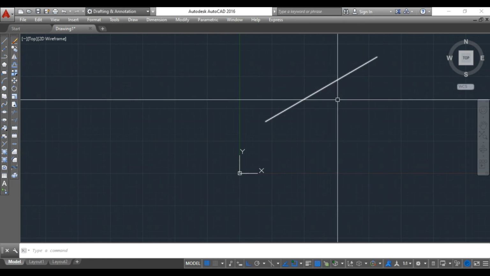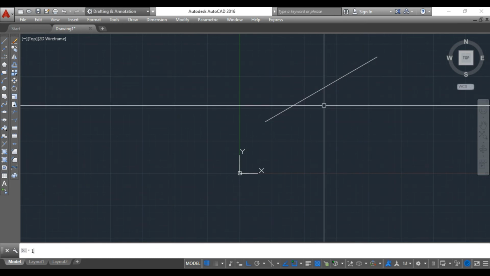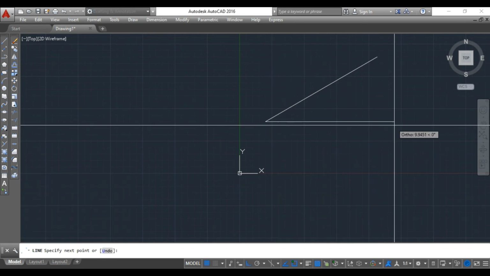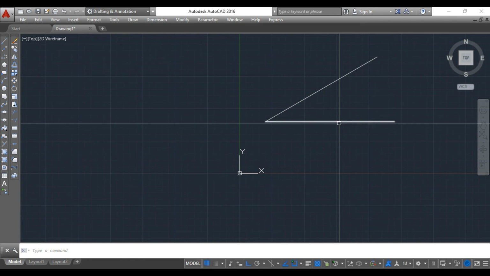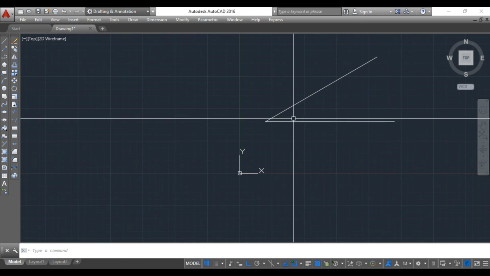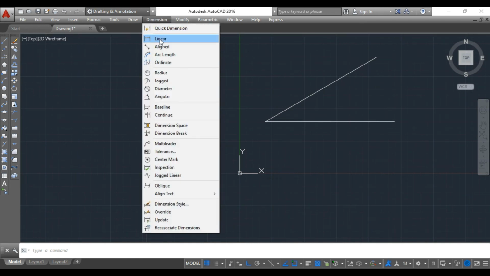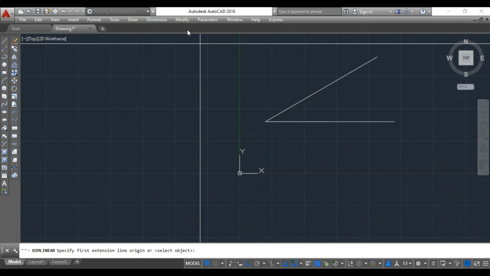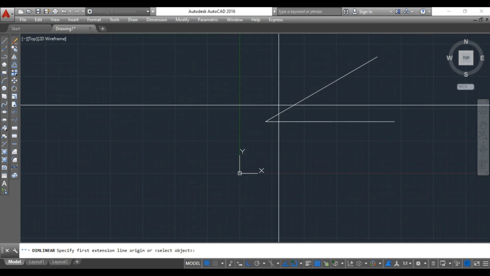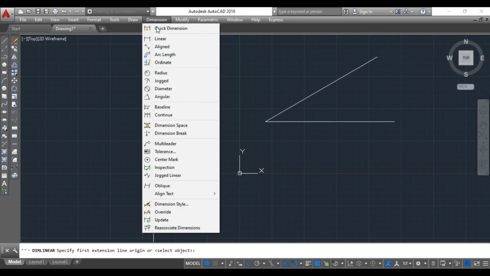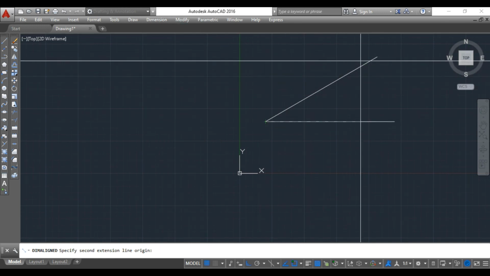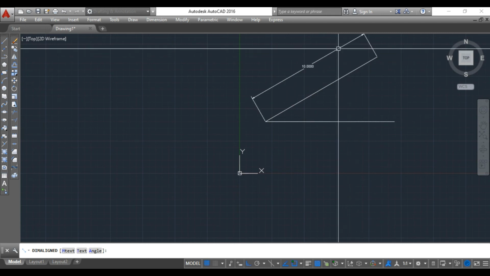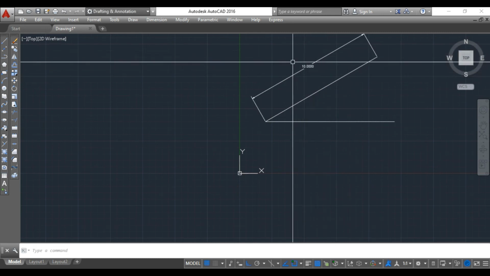If you want to check this angle, it is not possible without a baseline. See, I have drawn a baseline. Then I will check my first line, whether it is 10, by checking this inclined line. Here aligned is there, you need to select this one and check the first extension point and second extension point. See, this is 10 units.